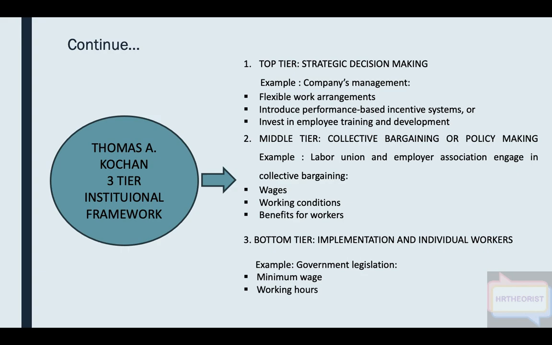Overall, Kochan's three-tier institutional framework provides a comprehensive perspective on employment relations. It recognizes the different level of decision making and influence from strategic choices made by management, collective bargaining or policy making by labor and management representatives.